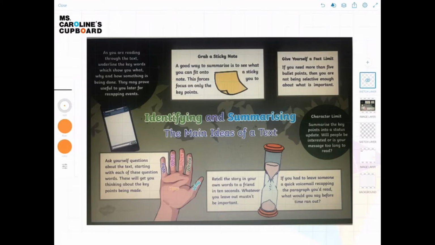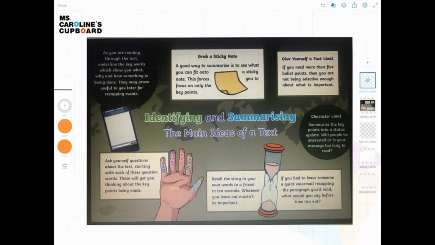Ask yourself questions about the text, starting with each of these question words. These will get you thinking about the key points being made. So if you look at the hand, you can see who, what, when, where, why, and how.